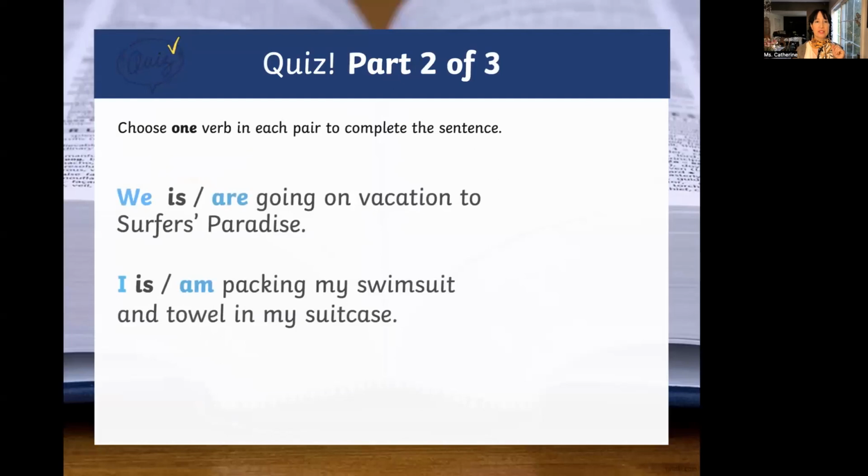We are going on vacation to Surfer's Paradise. I am packing my swimsuit and towel in my suitcase. Good job.